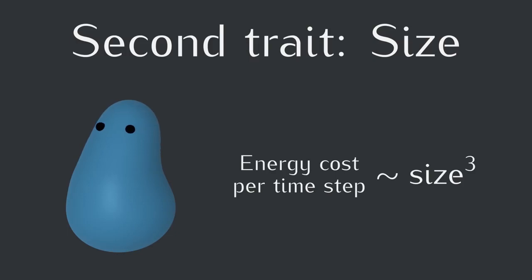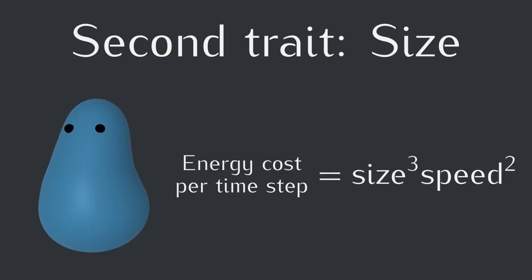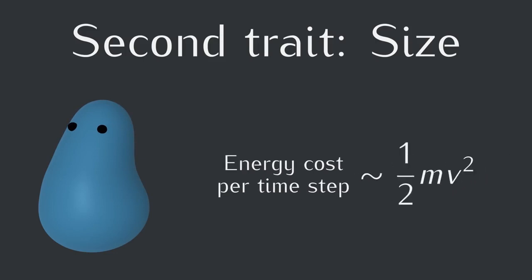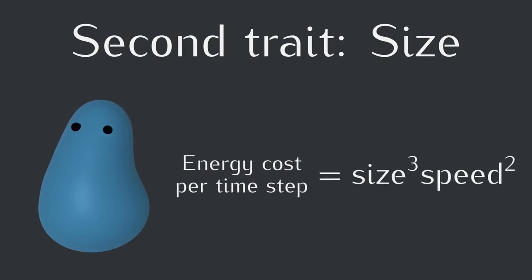I could have picked any function for the energy cost, I suppose, but I made it a cube because volume scales as the cube of length, and volume is closely linked to the mass a creature has to carry around. The total energy cost of a creature's movement each time step is equal to the cube of the creature's size times the square of the creature's speed from before, which you might notice is reminiscent of the formula for kinetic energy. But anyway, it's especially costly to be both big and fast.